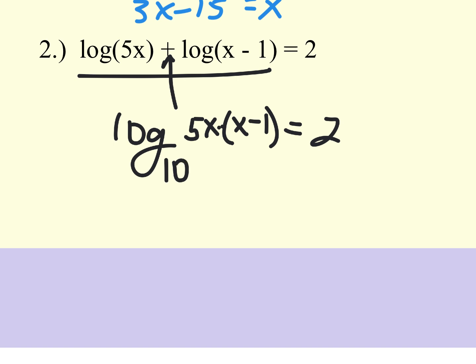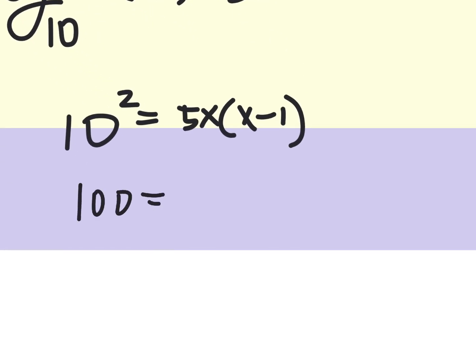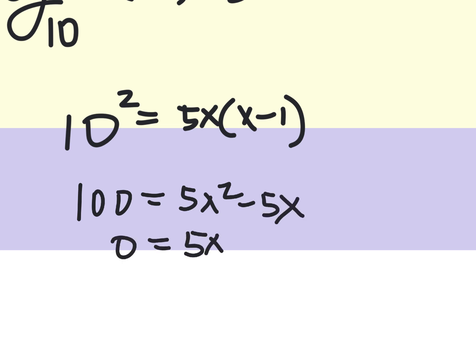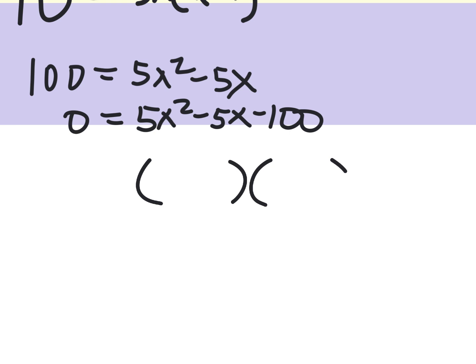So 10 to the 2, which I would know is 100, I hope you would too, is equal to 5x times x minus 1. Look at that, there was a quadratic hidden in there. 100 equals 5x squared minus 5x. Subtract 100 from both sides. 5x squared minus 5x minus 100. If you can factor it, you should. Has anybody already found it?